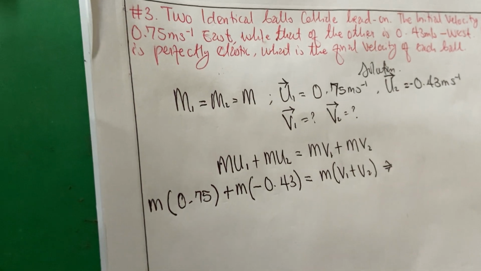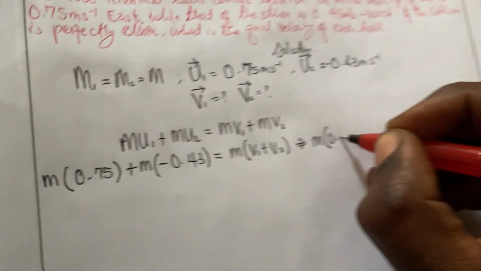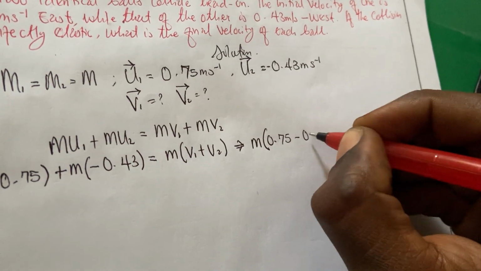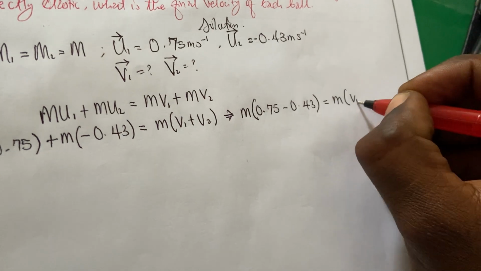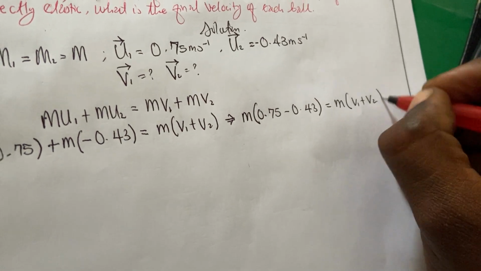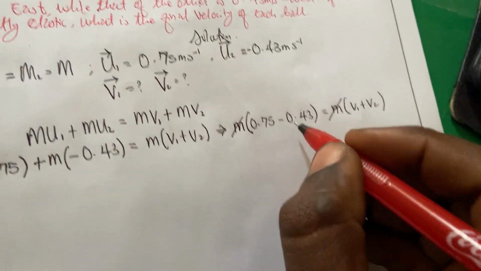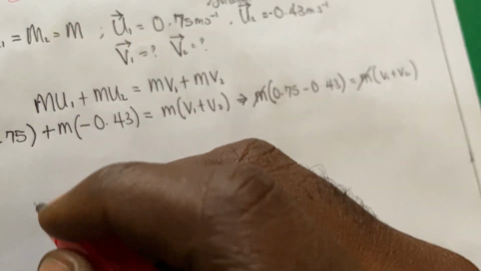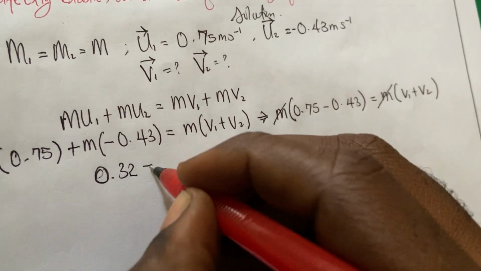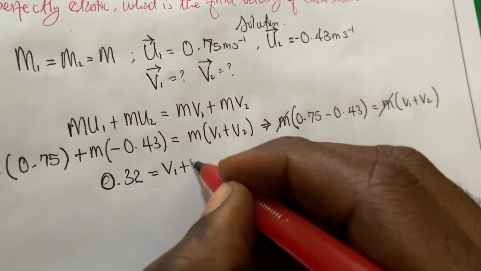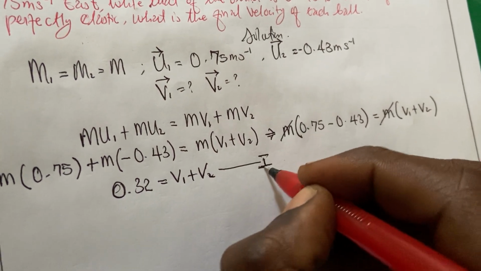I'll factorize the left hand side too. m is actually common, so m times (0.75 minus 0.43) equals m times (v1 plus v2). The m we cancel, so 0.75 minus 0.43 equals 0.32, equals v1 plus v2. I'll tag this equation 1.